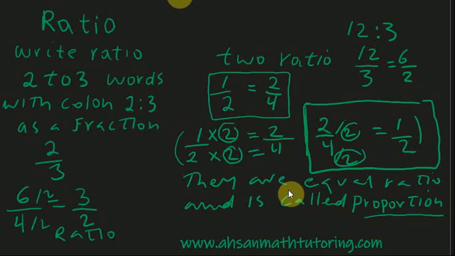Another way to say it: if ratios are equal, like 6 over 4 is equal to 3 over 2, these are equivalent ratios, and you can also call them proportions to each other. These are not ratios of each other. So this is the ratio lesson.